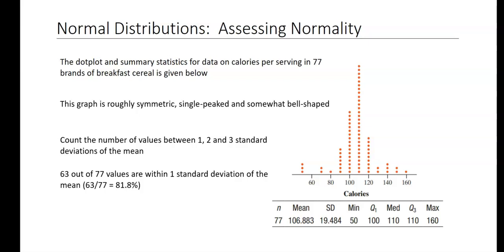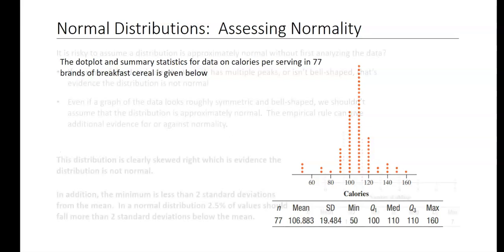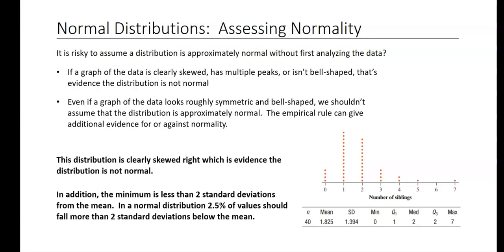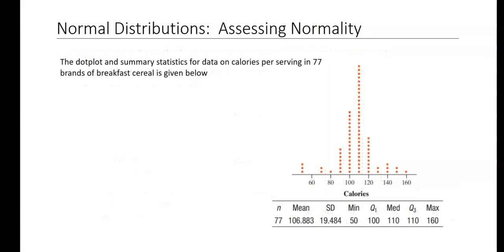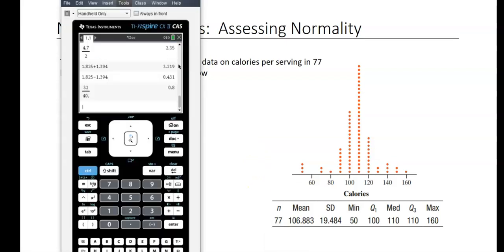They said about 63 are within one standard deviation of the mean. Oh, this is a different problem. Sorry. I thought they were going to do that one. They didn't do it because it was massively skewed, I guess, right? So they took this one. So let's do this one. We can think this through.